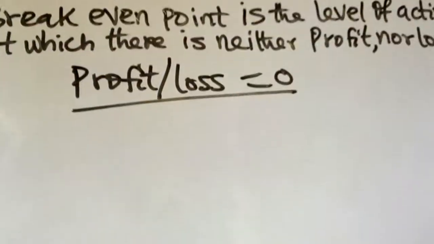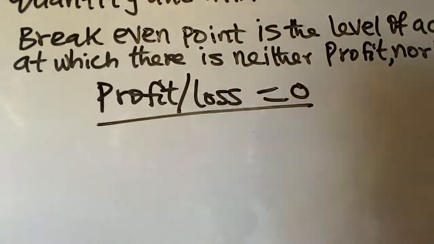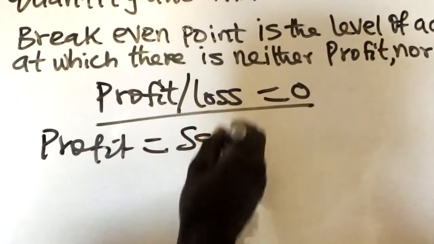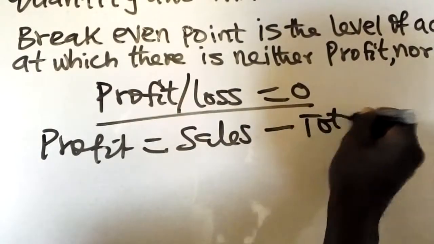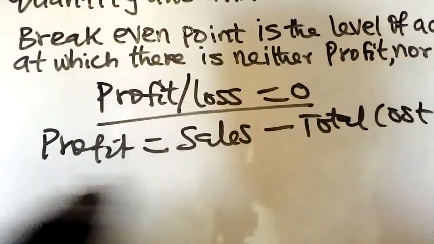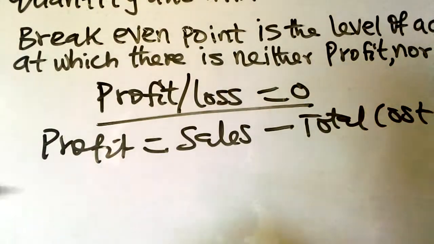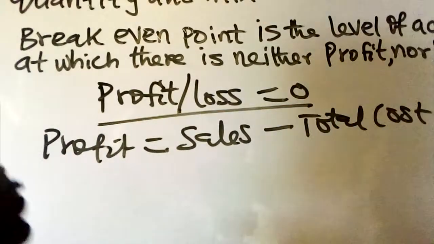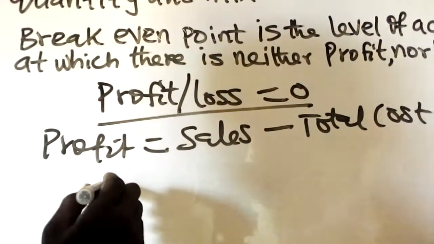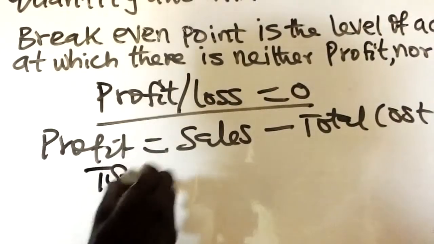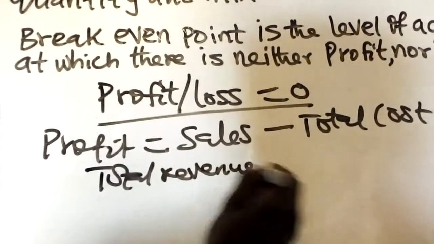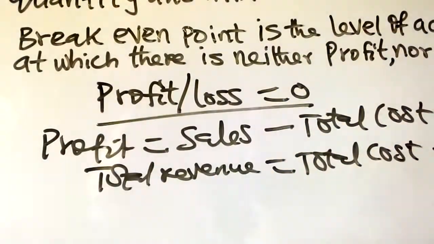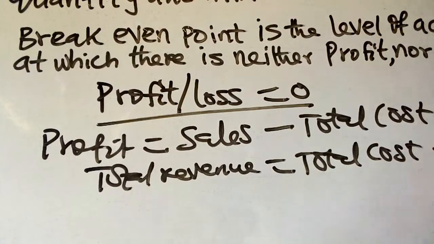Remember, profit is revenue less cost. Profit equals revenue, that is sales, less total cost. And I've told you that at the break-even level, total revenue equals total cost.